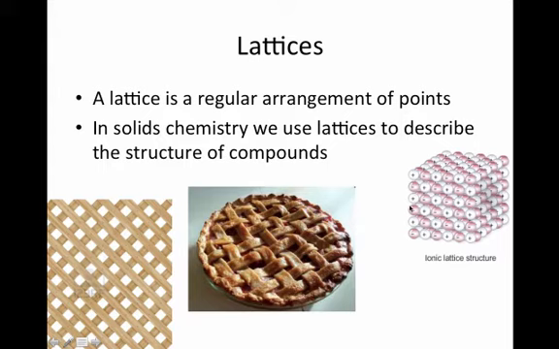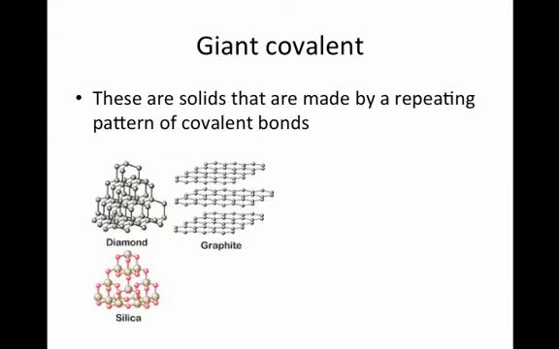So we use a lattice to describe the structure of a compound because there's too many atoms to draw the whole thing. We draw a bit of it and we say this is going to be the same for everything else in this compound. First sort of lattice we're going to look at is called the giant covalent lattice. And it's called giant covalent to contrast between giant covalent and simple molecular. Sometimes it's called giant molecular.